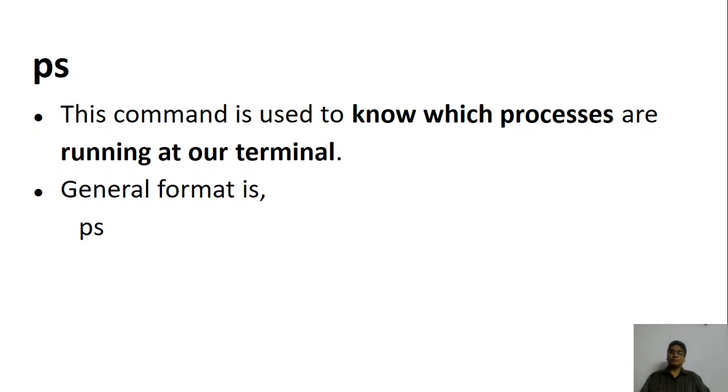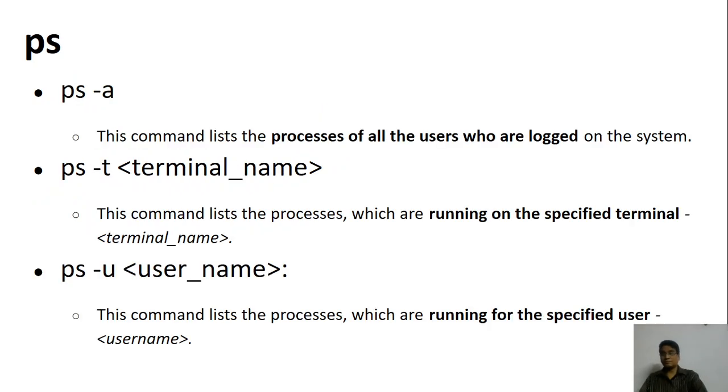Now let's look at one of the commands that we can use to see how many processes are running on the system. We know that there will be more than one process executing in the system at any given instant of time. But which are those processes? If you really want to know which processes are running at a given instant of time, then you can use the command ps. This ps command has many variants.